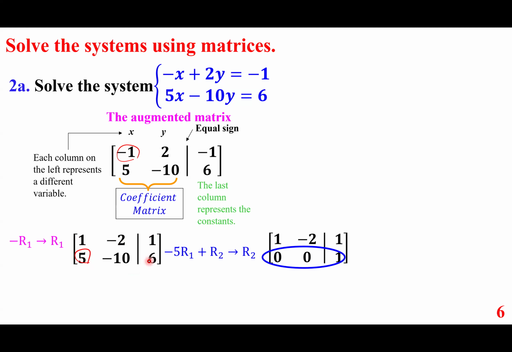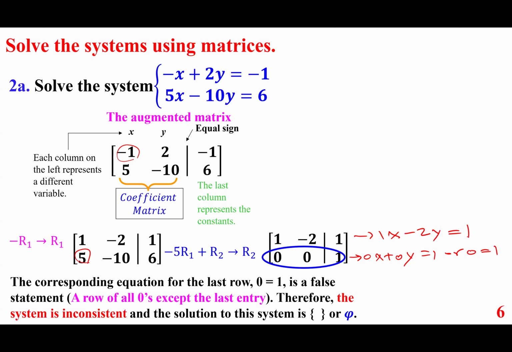So what happens when we look at this one? First, let's write the meaning of it. This means 0x plus 0y equals 1, or simply 0 equals 1. And this means 1x minus 2y equals 1.